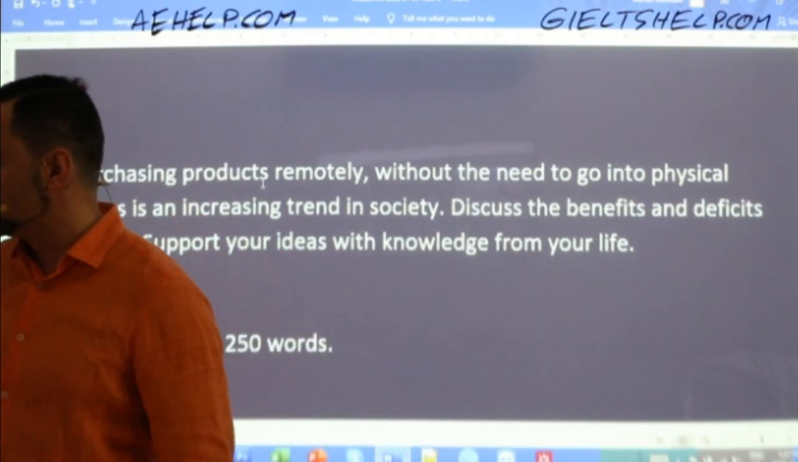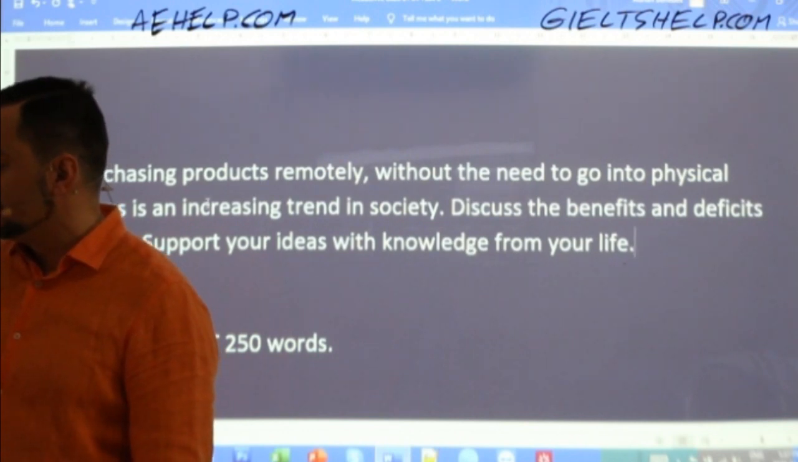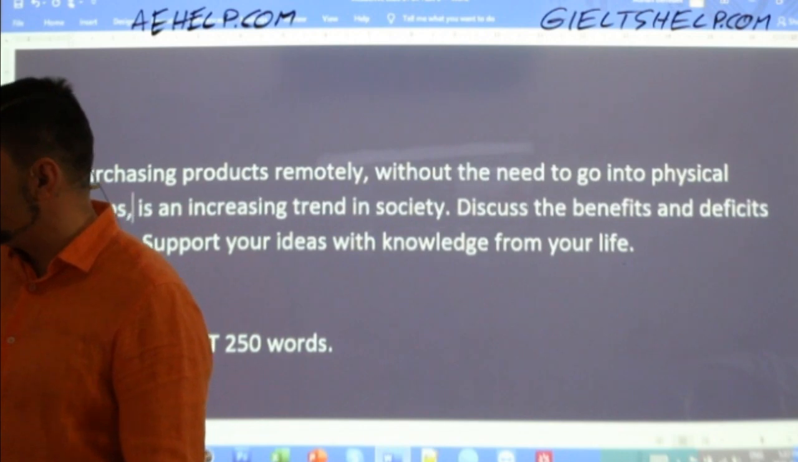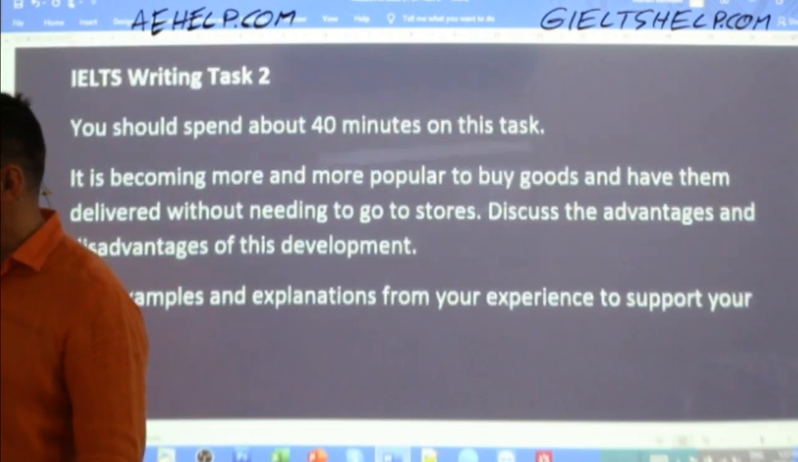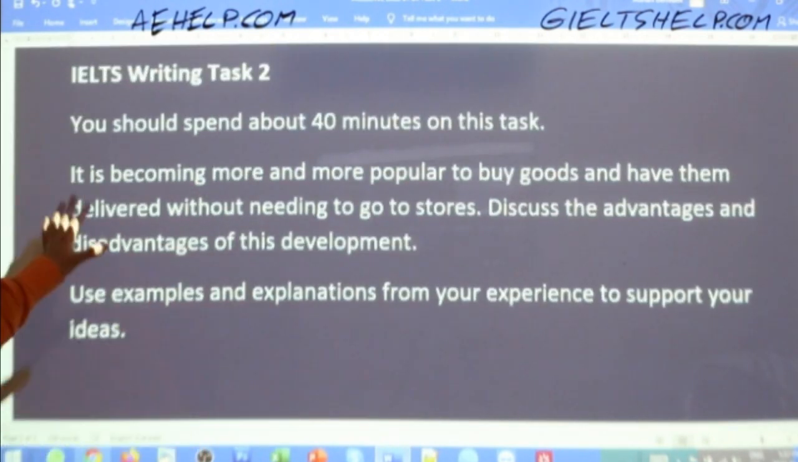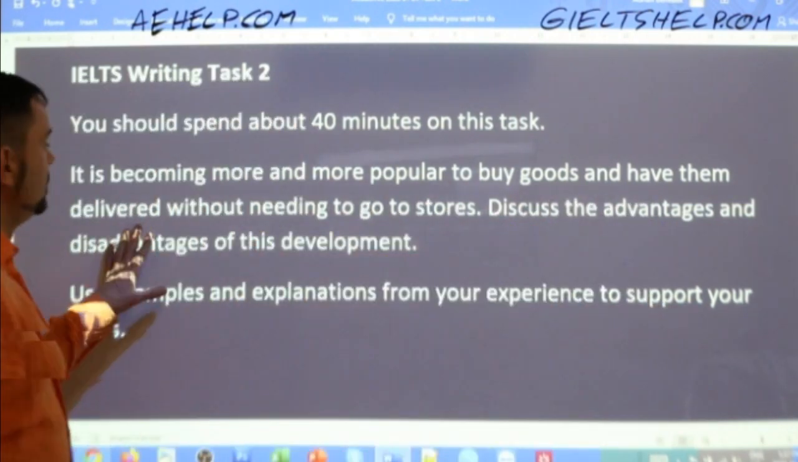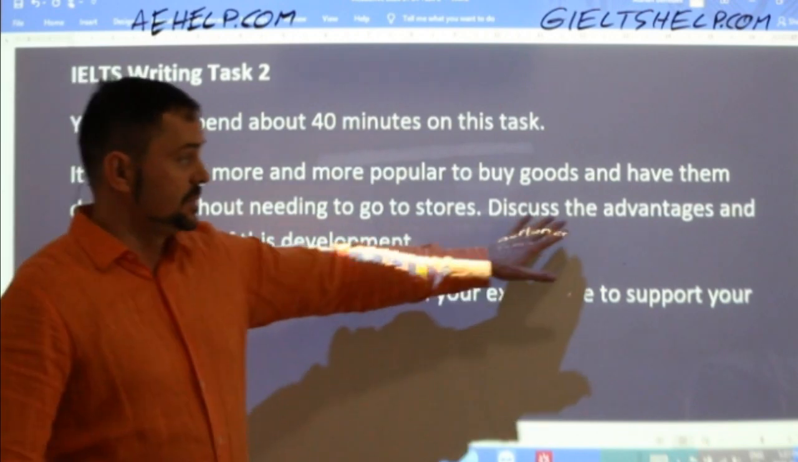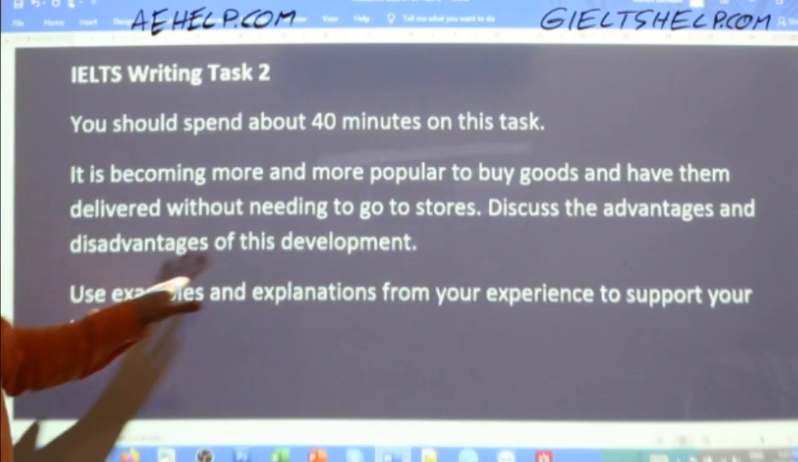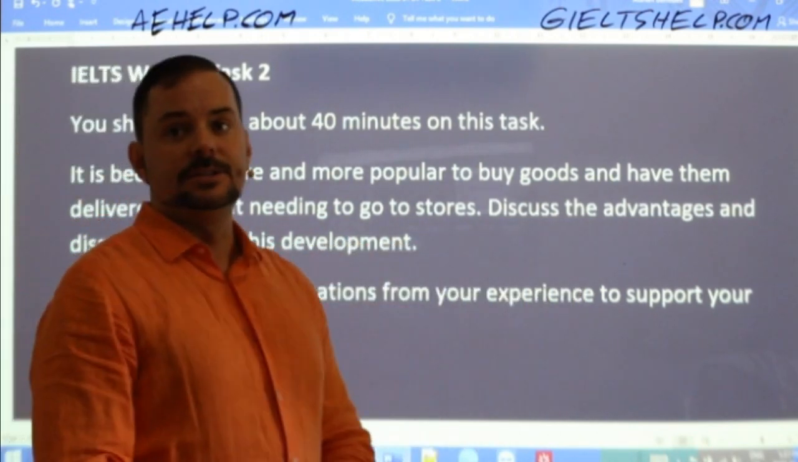All right, so that statement question is the exact same as the original, which is it is becoming more and more popular to buy goods and have them delivered without needing to go to stores. Discuss the advantages and disadvantages of this development.